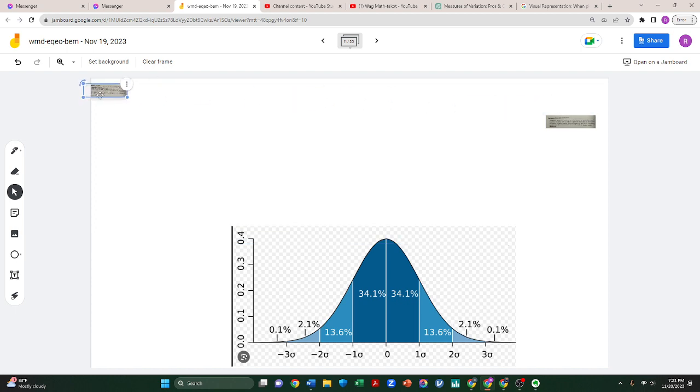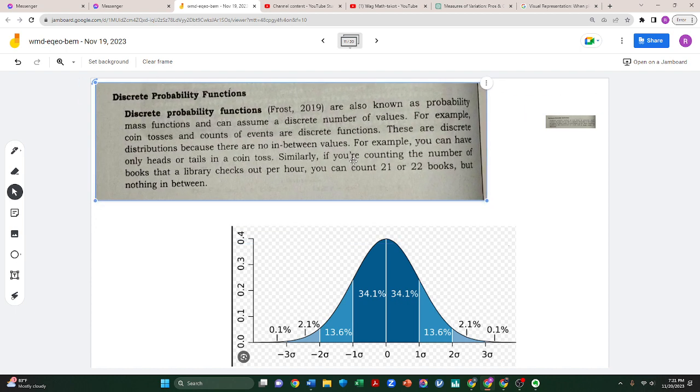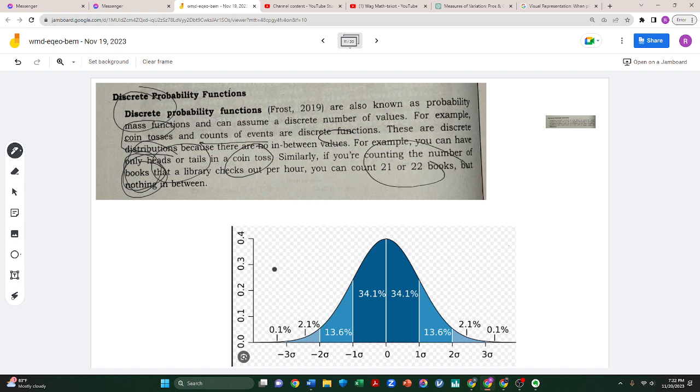Okay, understood? Next is the discrete probability function. Discrete probability function is also known as the probability mass function and can assume a discrete number of values. For example, coin toss and counts of events are discrete functions. These are discrete distributions because there are no numbers in between the values. For example, you can have only heads and tails on coins. If you are counting the number of books, there is no half of a book, they are whole. That's why it is called discrete. For example, count 21 or 22 books.